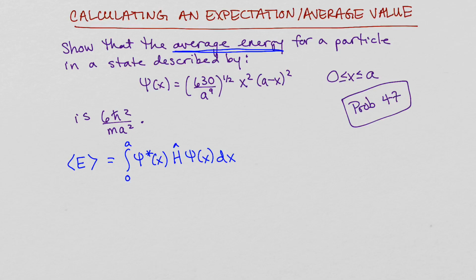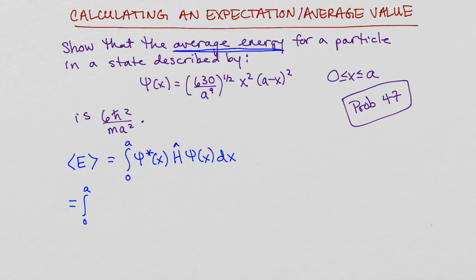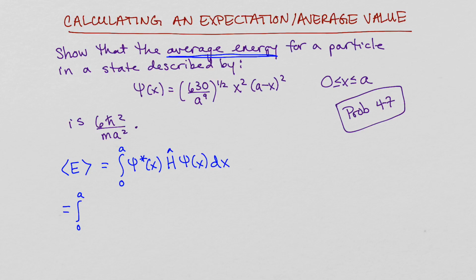Okay, so let's start plugging in our wave function and our operator and start evaluating. So, integral from 0 to a. We're going to put in our expression for the wave function that's given to us, so we have our expression from above. And then we want to put our operator next.